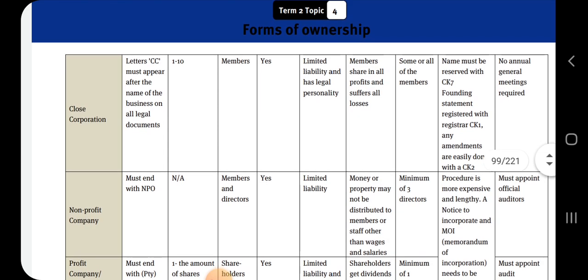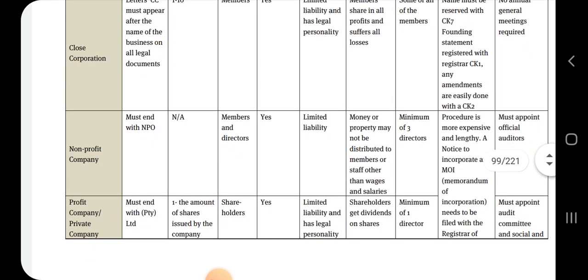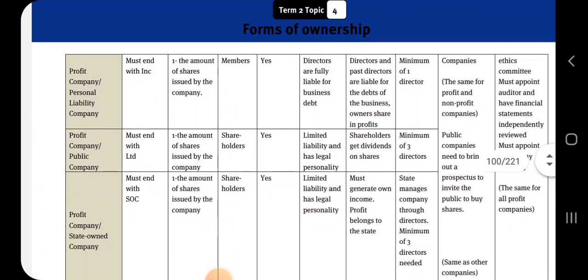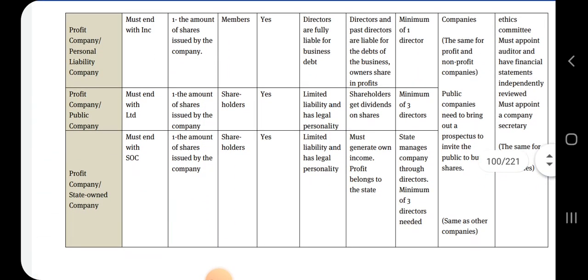Closed corporation, private company and public company. Closed corporations are no longer being opened, and existing closed corporations are asked to convert into private companies. So shareholders get dividends on shares, and the amount of directors that run the business can be a minimum of 3 directors. So you cannot have less than 3 directors managing a public company.